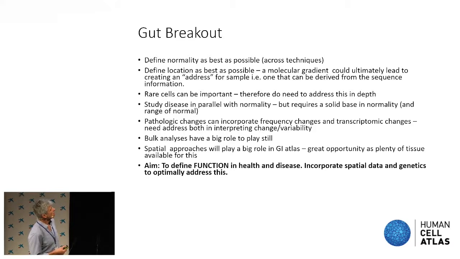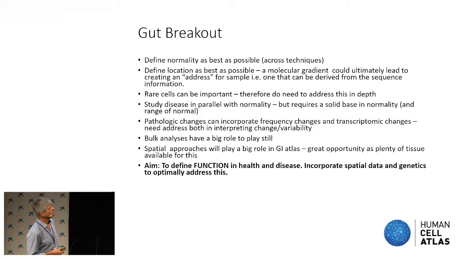Rare cells, there was a bit of discussion about this, but we agreed that rare cells can be really important. We can define what we mean by rare, but there'll always be cell types which are relatively infrequent, which we would like to sample. So we do need to get to some level of depth, otherwise we're potentially going to be missing the cells of most interest, again, either in health or disease. I think we would like, as a group, to study disease in parallel with normality. That's partly because of people's drivers to get tissue, people's interest in disease.